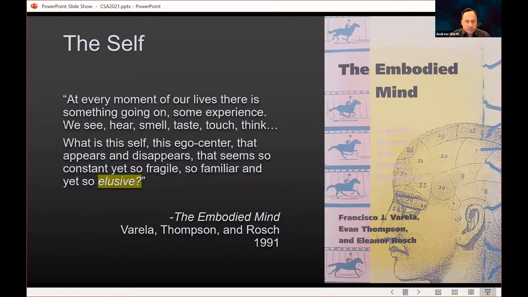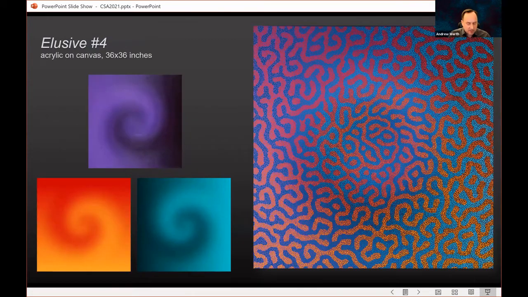Another book that had a big influence on me was The Embodied Mind, where Varela, Thompson, and Rosch are contemplating the self. And they write that at every moment of our lives, there is something going on, some experience. We see, hear, smell, taste, touch, think. What is this self, this ego center that appears and disappears, that seems so constant, yet so fragile, so familiar, yet so elusive? And this idea and others has inspired a series of paintings of mine called Elusive.